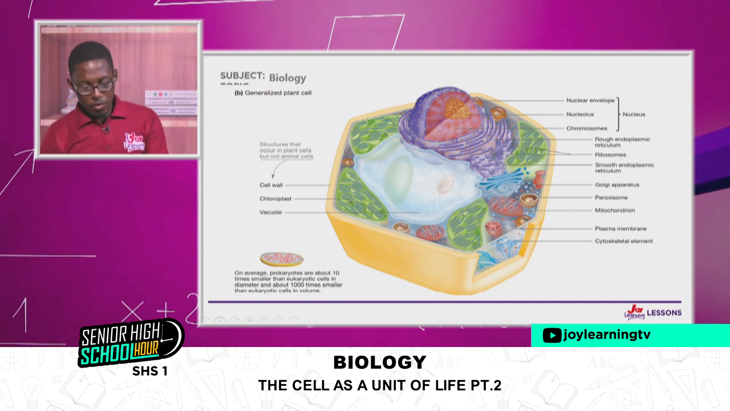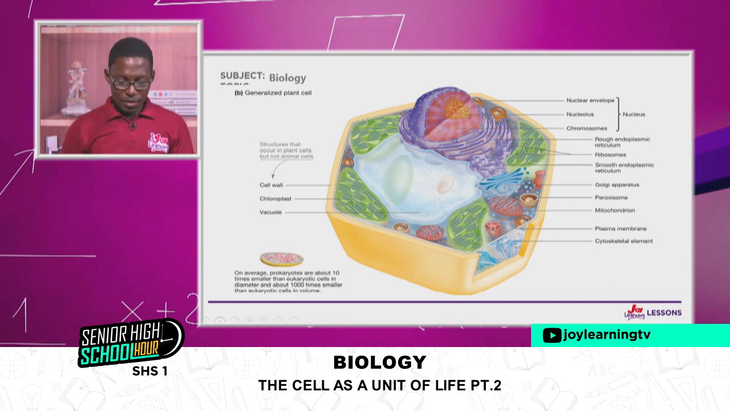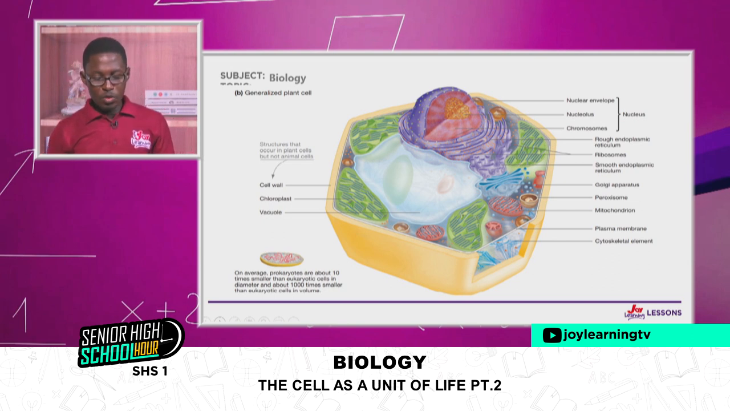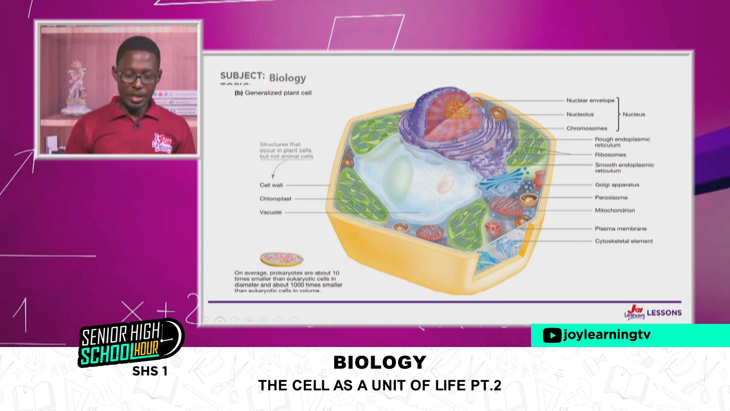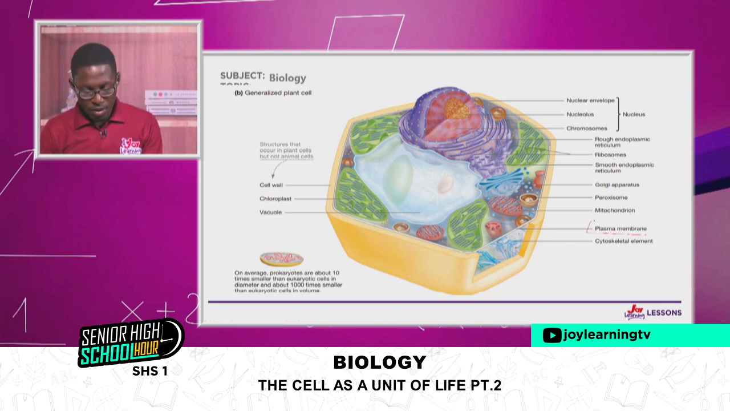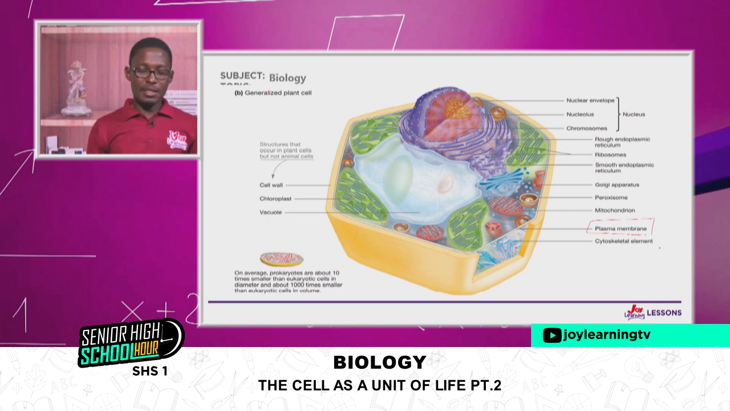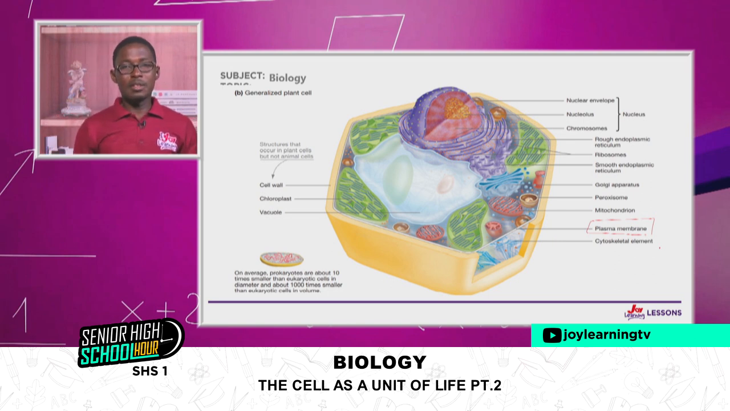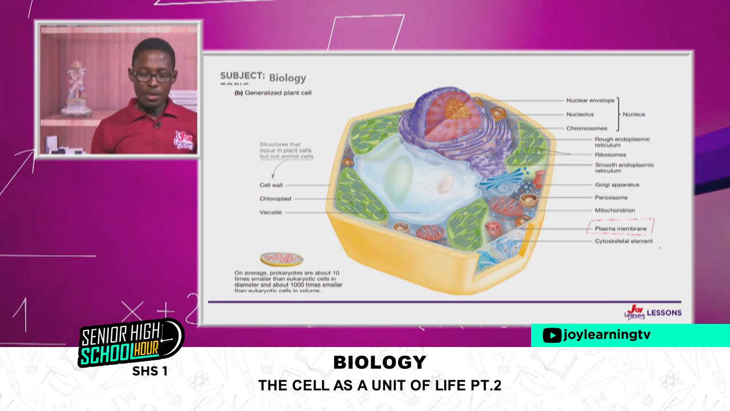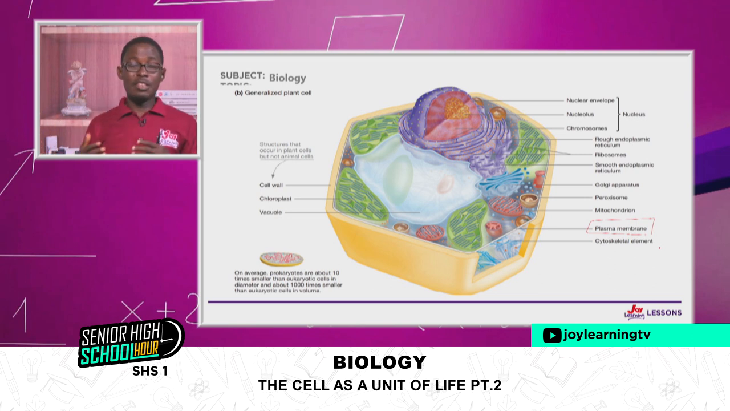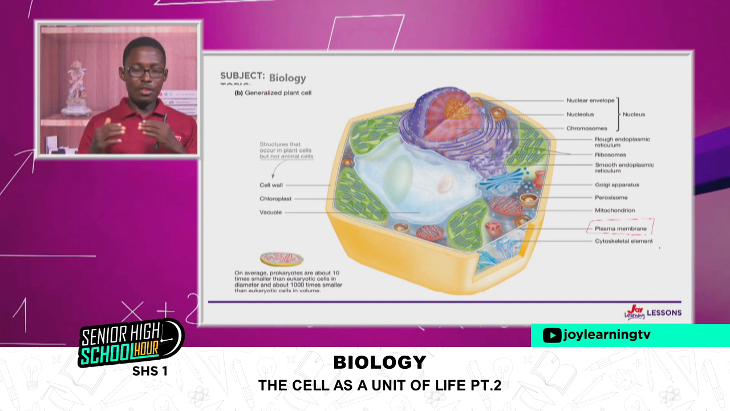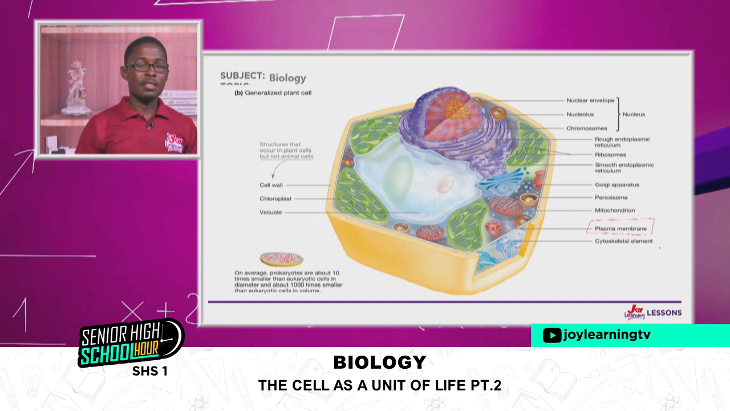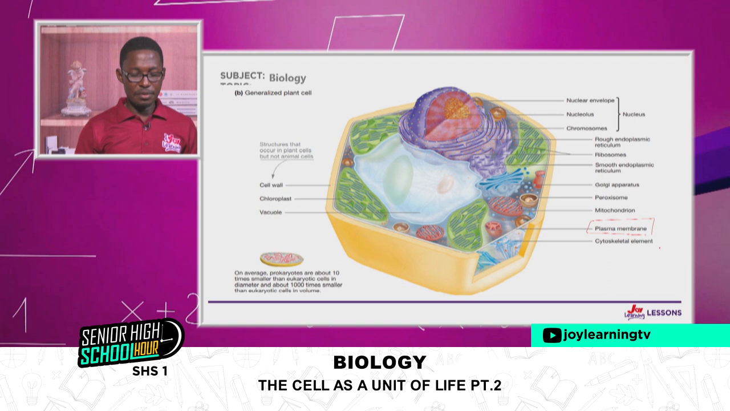Okay, now let's look for the word cell membrane. Most books also use plasma membrane, this one. We are going to begin the study of the parts of the cell and its function. We'll start from the outside as if you're entering a house. The first thing that you come across is the cell membrane or plasma membrane.